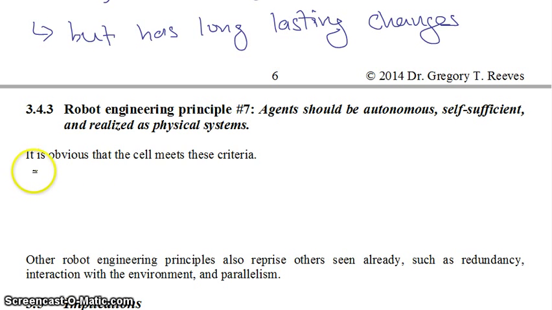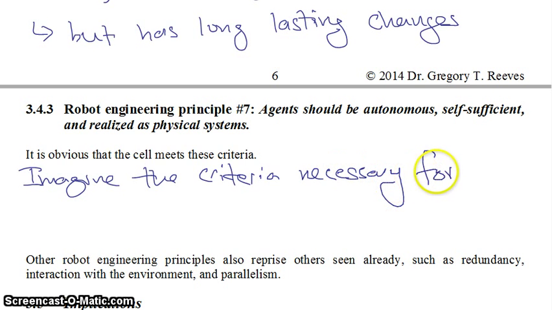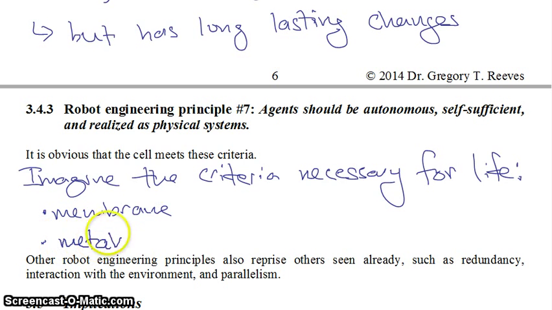So let's imagine, for example, the criteria necessary for life or for a cell. What things does a cell have to have? It has to have a membrane. That's a way to separate itself from non-self. It has metabolism and self-replication.